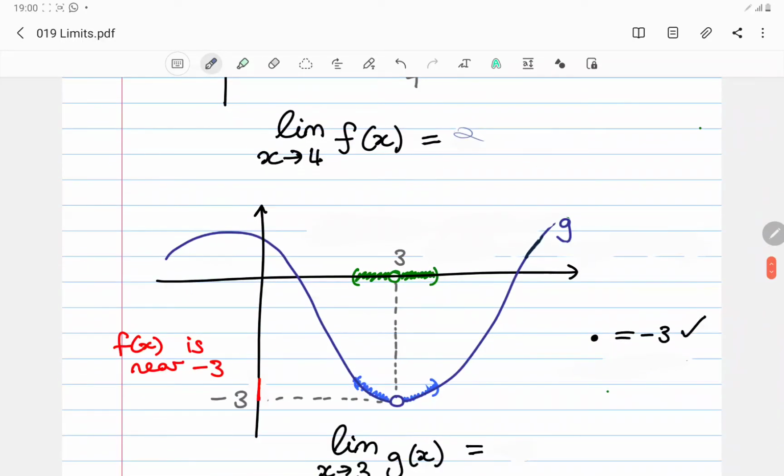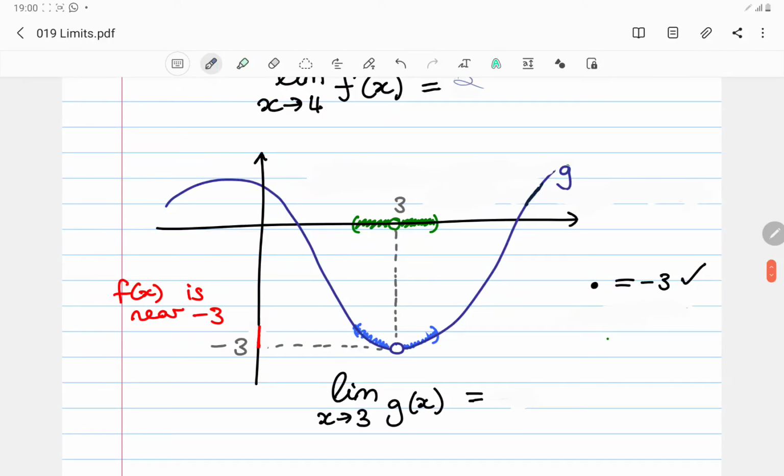In another example, the left and right limits are both equal when x approaches 3. From the left, you can see that the function g is approaching a particular value, minus 3. And from the right, you can see that our function g is approaching the same value. Since our limit on the left and the right are approaching the same value, we say the limit exists. That means that the limit as x approaches 3 of g of x is equal to minus 3.